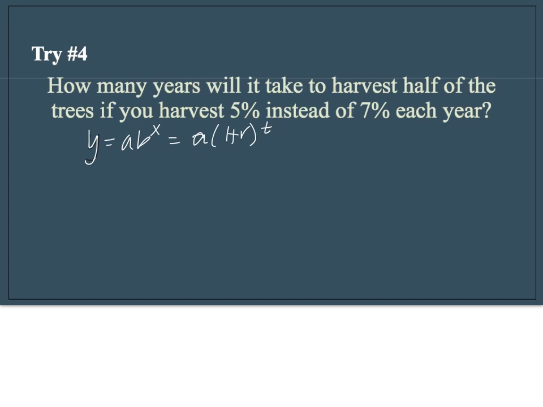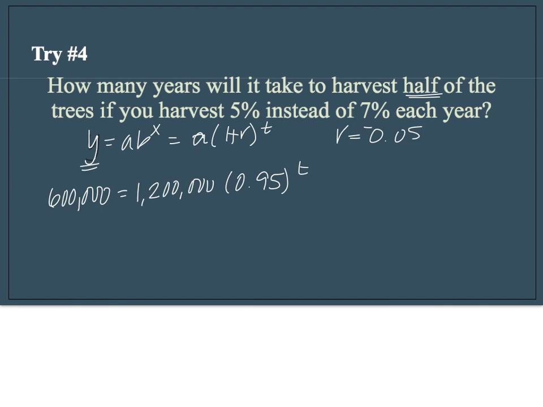All right, so again, y, because it's half, it's still 600,000 equal to a, which is our 1.2 million. If r is equal to negative 0.05, and we're adding that to 1, then that becomes 0.95 as our rate. Okay, we need to divide again by 1.2 million. That's going to give us half.